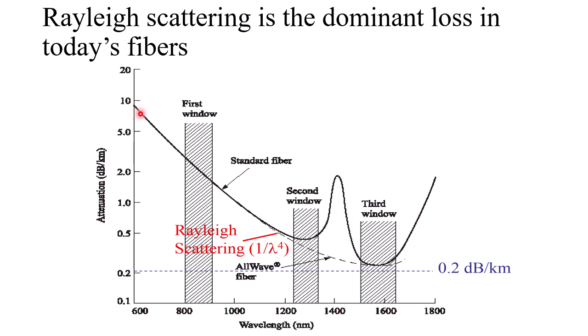So consider the Rayleigh. If we add the Rayleigh scattering model to this previous figure, this is the way the Rayleigh scattering attenuation changes with the wavelength, right? So this is actually the contribution due to the Rayleigh scattering. This is for the standard fiber, and we have more or less 0.2 dB per kilometer loss near this region.